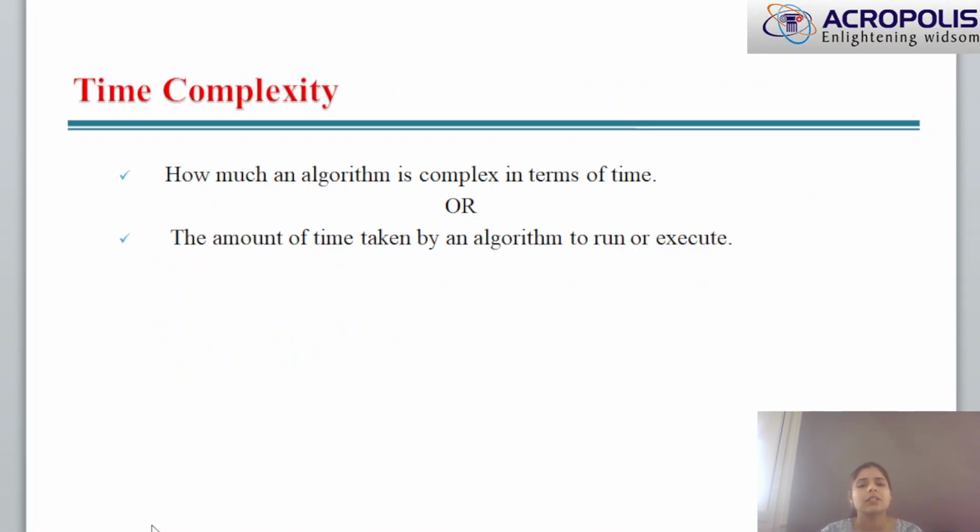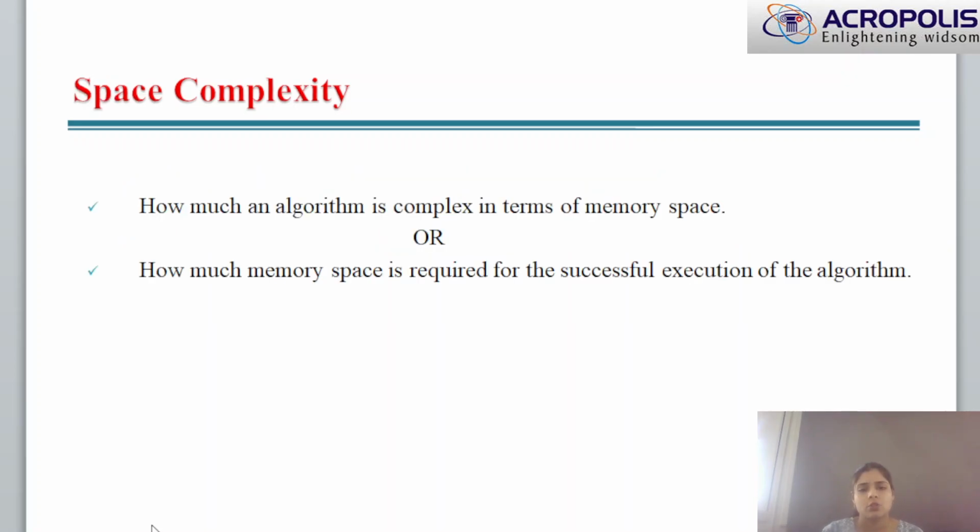Time complexity is how complex an algorithm is in terms of time, or the amount of time taken by an algorithm to run or execute. Space complexity is how complex an algorithm is in terms of memory space, or how much memory space is required for a successful execution of an algorithm.